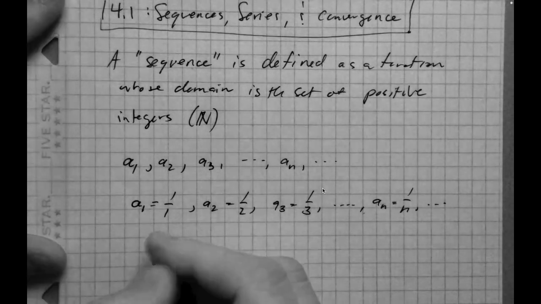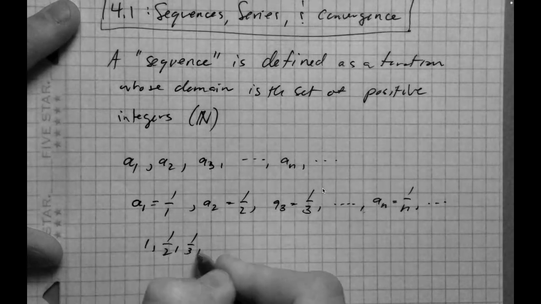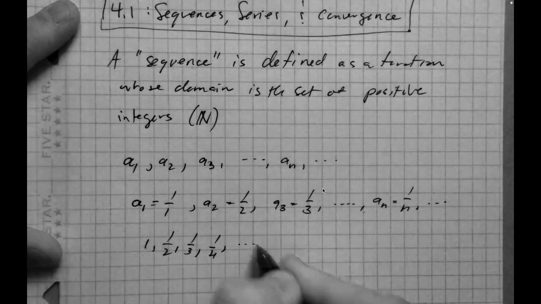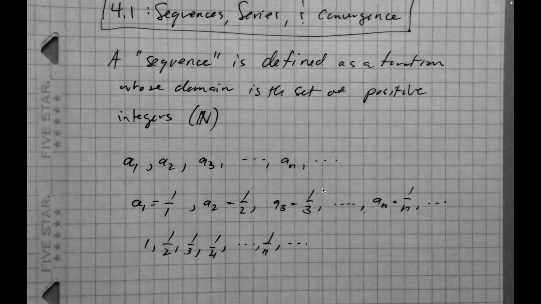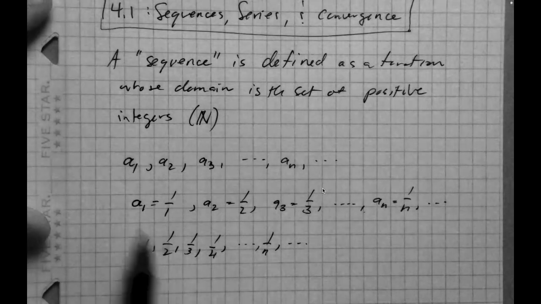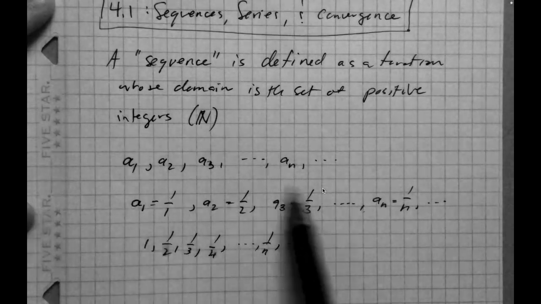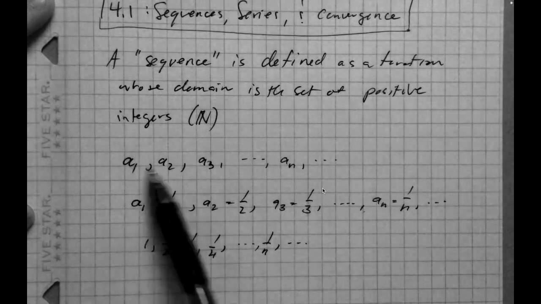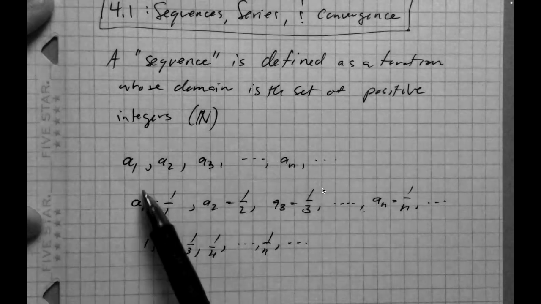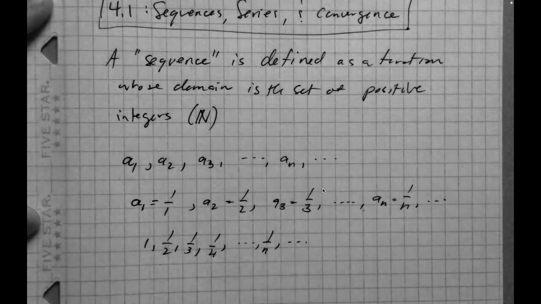Okay, so an example of a sequence would be 1, 1/2, 1/3, 1/4, and so on, up to 1 over n, and continuing onward. So this is just a simple example. This is the definition of a sequence. This is how we generically represent sequences, just some character a in this case with subscripts. And here's an example of a sequence: 1, 1/2, 1/3, 1/4, up to 1 over n.